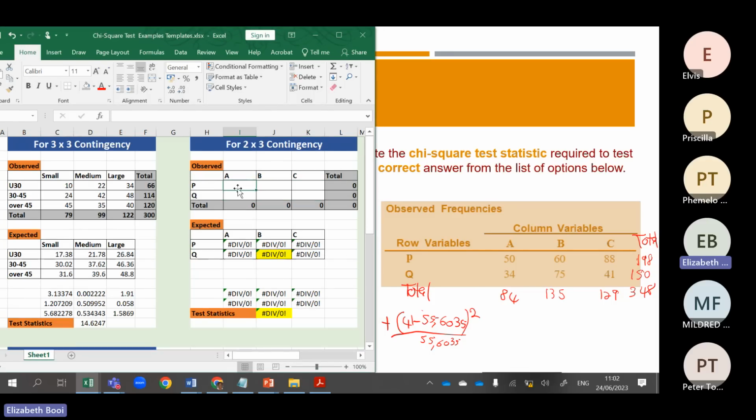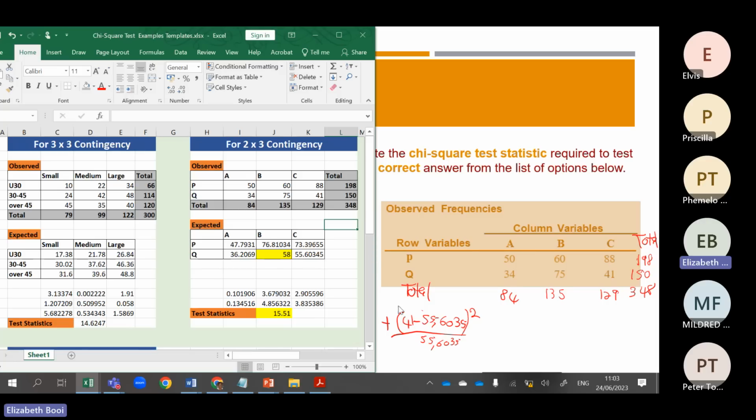So we're going to replace all that with 50, 60, and you will see when you do that, automatically the gray part gets calculated and the other values at the bottom also get calculated. So just worry about including all these other values: 75 and 41. And here are our expected values calculated already.